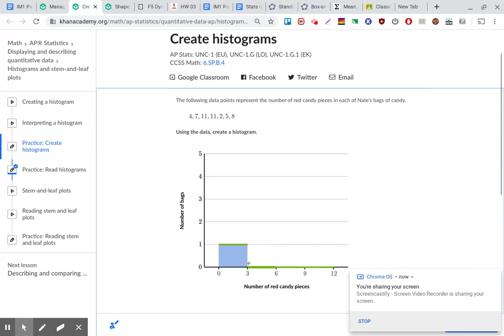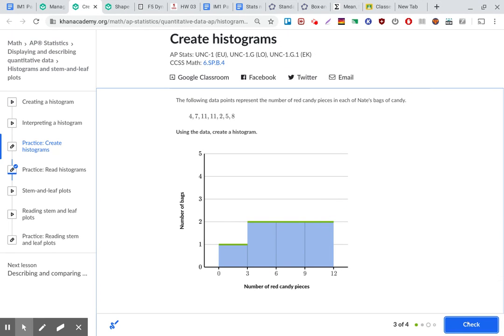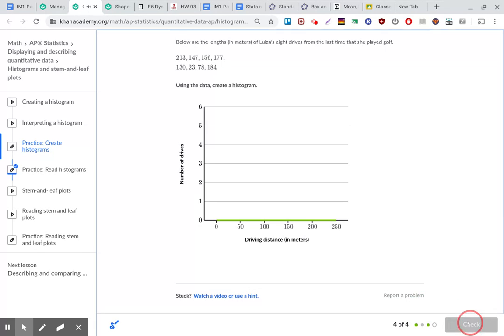And how many are greater than 3 to 6? So it's going to be 4, 5. There's two of them, so bring that up to 2. And how many are greater than 6 to 9? 7, 8. There's two of those. And then greater than 9, so it's going to be 11. There's two 11s. So this one is basically, how many are there? So here, from 0 to 50, count how many, drag this up.